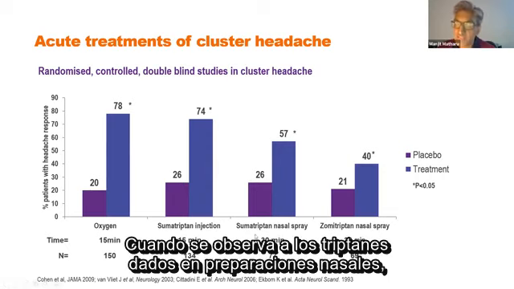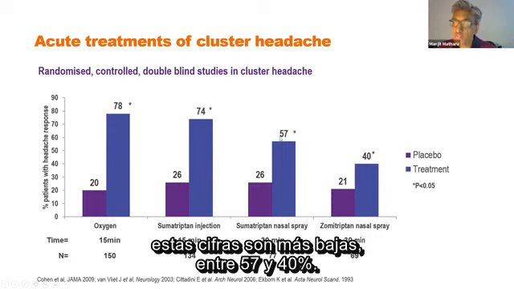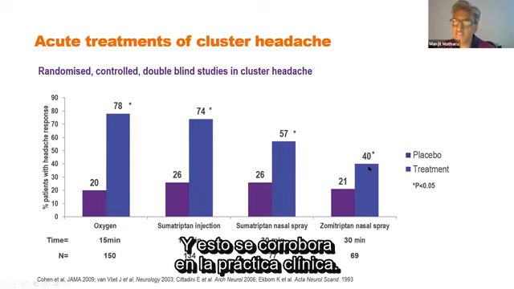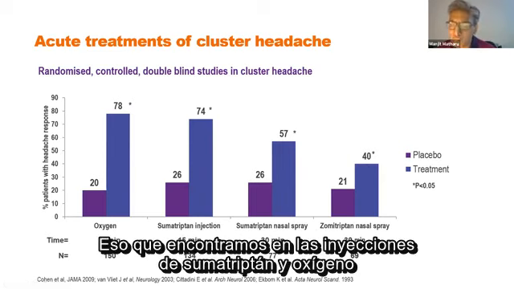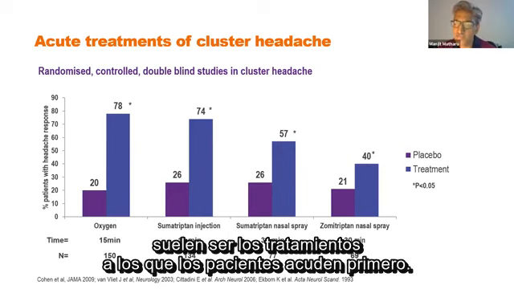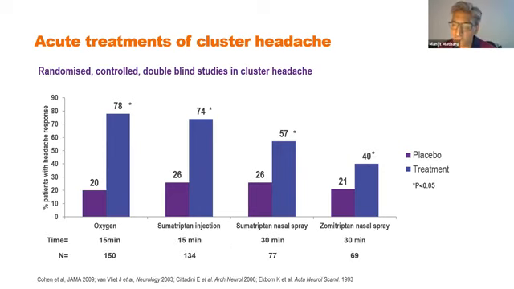When you look at the triptans given as nasal preparations, then those figures are lower, between 57% and 40%. And this is borne out in clinical practice, that what we find is that sumatriptan injections and oxygen tend to be the treatments that patients go to first.